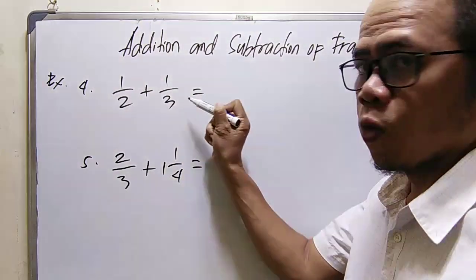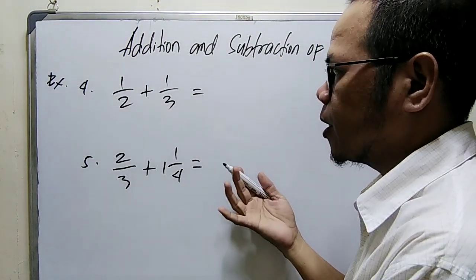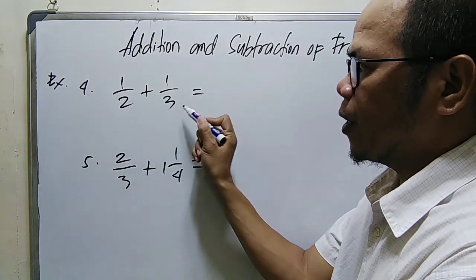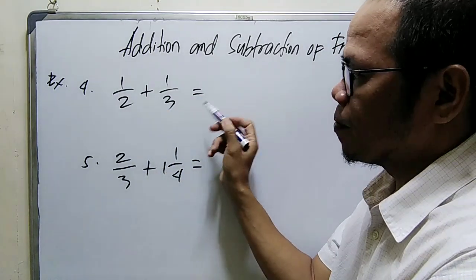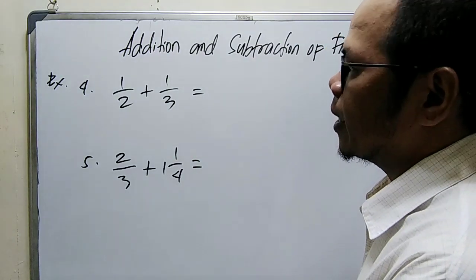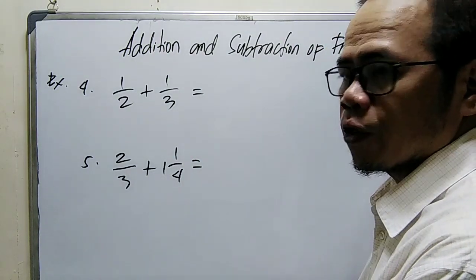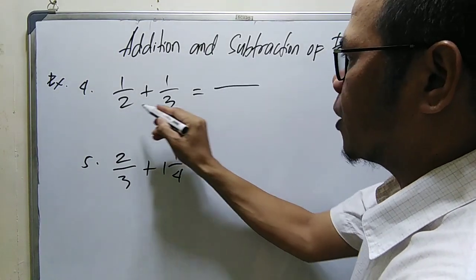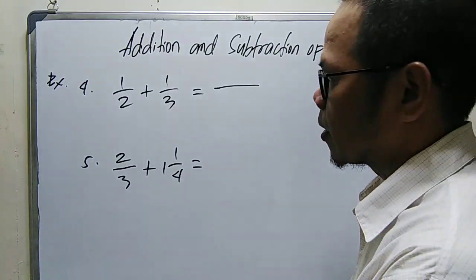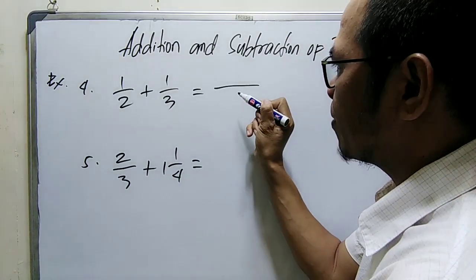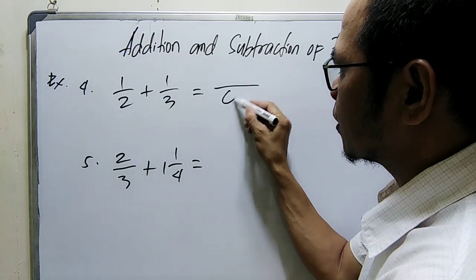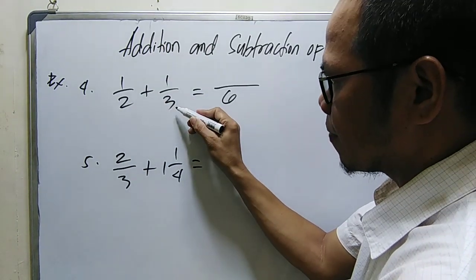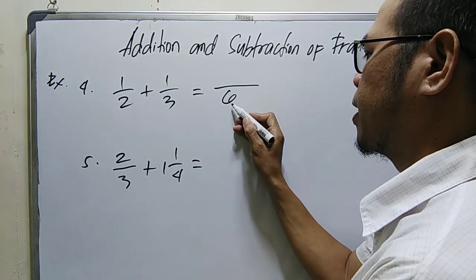1 half plus 1 third. So, ang gagawin natin dito, hindi natin siya pwede i-add agad yung numerator kasi hindi pareho ang kanilang denominator. So, pag hindi pareho ang kanilang denominator, hahanap tayo ng LCD or yung least common denominator. Ang LCD dapat ma-divide sa 2, ma-divide sa 3. Okay, so ang LCD natin dito is 6. Dapat si 6 ma-divide sa 2. Yes, si 6 ma-divide kay 3. Okay, so ang LCD natin is 6.